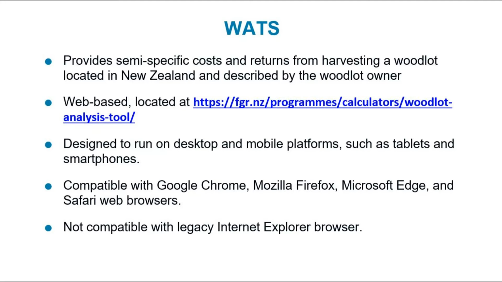WATS provides semi-specific costs and returns from harvesting a woodlot located in New Zealand and described by the woodlot owner. It is web-based and located on the Forest Growers Researchers website under the Calculators section. It's designed to run on desktop and mobile platforms such as tablets and smartphones. It's compatible with Google Chrome, Mozilla Firefox, Microsoft Edge, and Safari web browsers, but it's not compatible with the legacy Internet Explorer browser.